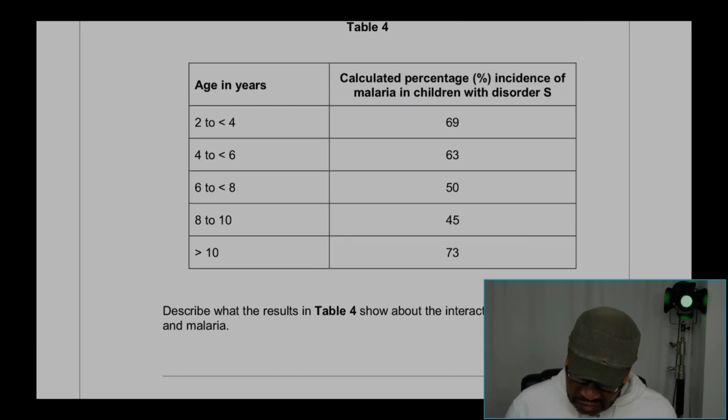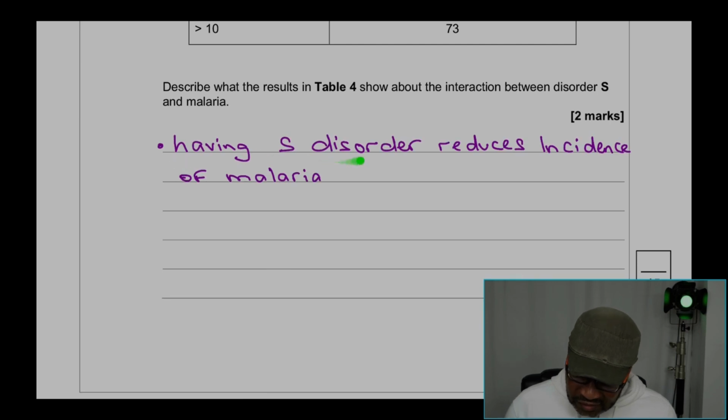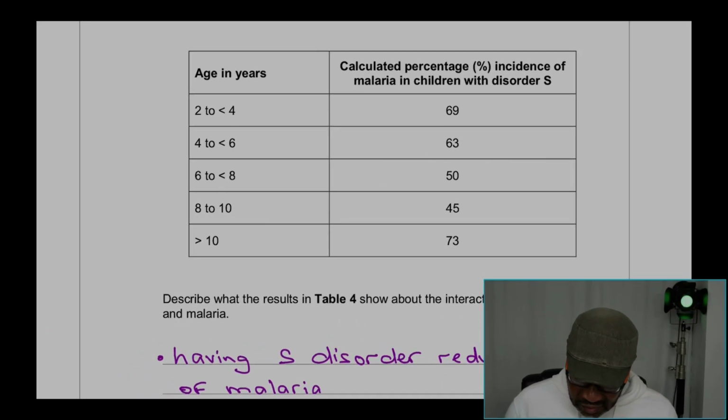So we can see this is the age group increasing. So we can say having S disorder reduces the incidence of malaria. As age increases, a lower percentage of children with S disorder get malaria until age 10, then the percentage increases. So that's age 10 here, and that's an increase in percentage. So it goes from 2 to 10, it decreases up to 4 to 5, and then begins to increase.